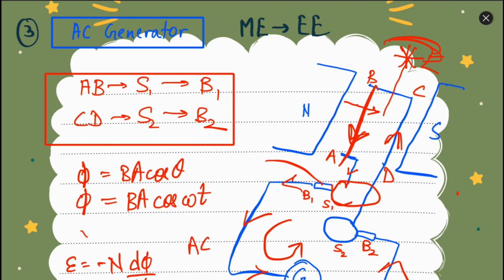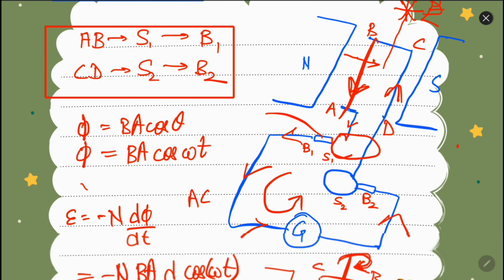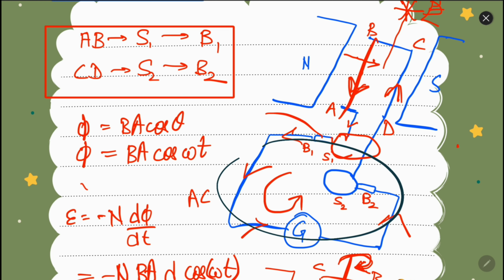So let's say we have a coil here. This ABCD is a coil. Then these north and south poles are the magnets. This is one single magnet. Now this is the internal coil and this is the external circuit. This is a galvanometer or any bulb which will help us in determining whether we have obtained the current or not. Now this internal coil is connected with the external circuit using carbon brushes and slip rings. Okay, carbon brushes and slip rings.